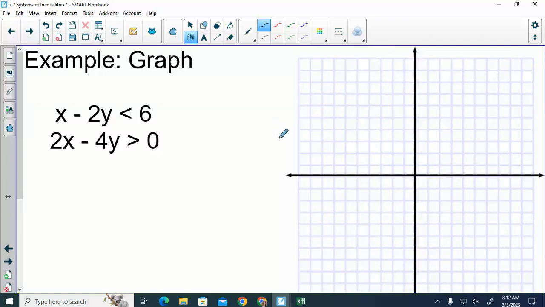Why don't you guys try this one? So solve each of those for y.